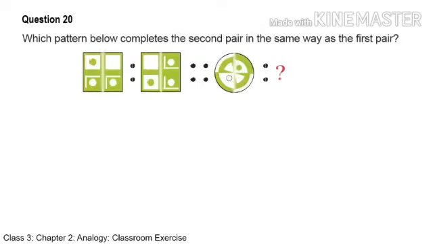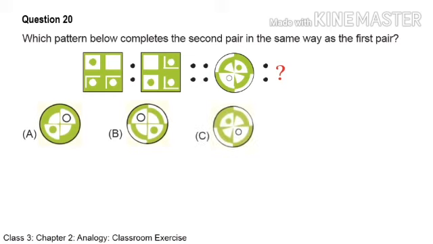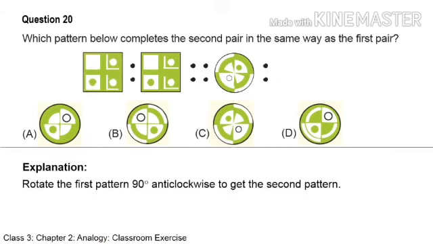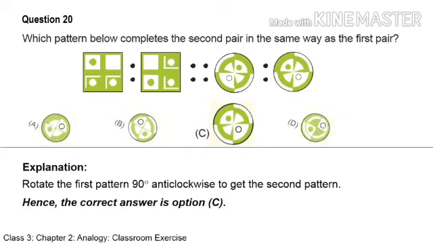Let's move on to the next example. Which pattern below completes the second pair in the same way as the first pair? We have option A, B, C, D. Look at all the options carefully. Did you find the answer? Yes, we observed that if we rotate the first pattern 90 degrees anti-clockwise, we get the second pattern. Hence, the correct answer is option C.